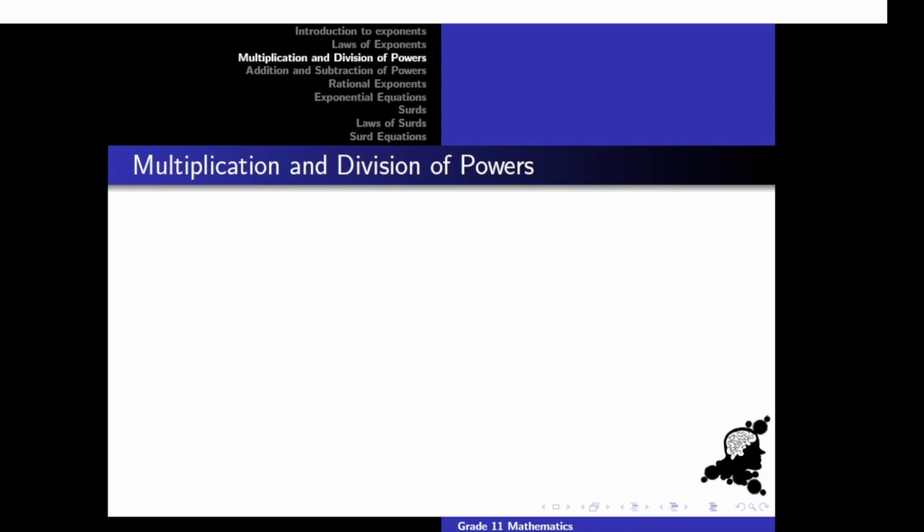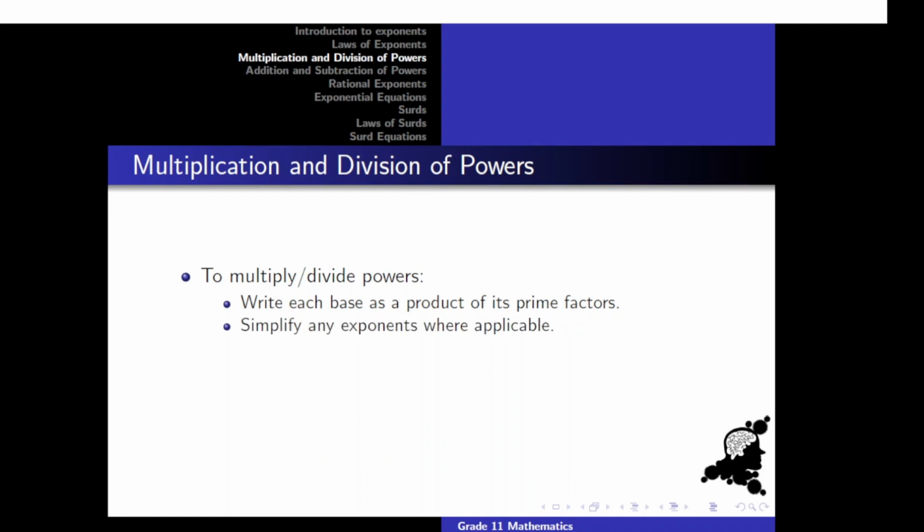Let's have a look at the multiplication and division of powers. So, to multiply or divide powers, what do we do? We need to write each base as a product of its prime factors. If you don't know how to do this, I have a little shortcut that I'll show you on how to do it using a CASIO calculator, but we'll go into that a little later. You need to simplify any exponents wherever applicable. We'll get into that in an example.